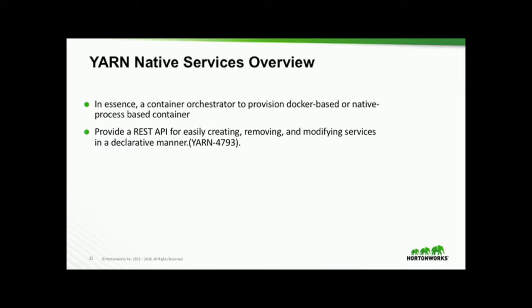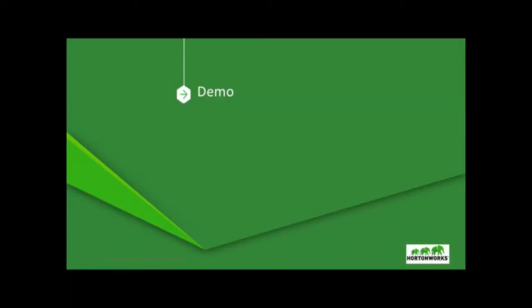So in essence, as I said, Yarn native service is a container orchestration framework that can help you provision Docker-based containers or simply the native OS-based containers. So beyond that, we added a REST API layer that can help users to easily create, remove, and modify the services in a very declarative manner. So here, I will do a quick demo to show how we actually deploy our HBase cluster on the Yarn cluster with the new Yarn UI.